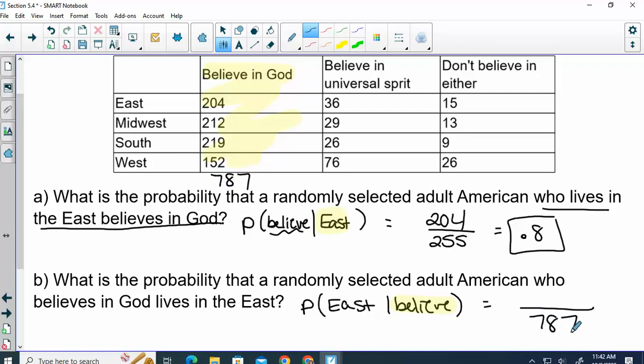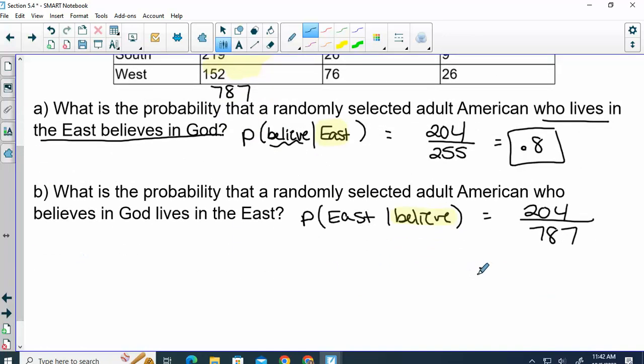And then from those, how many were from the east? And so we get 0.2592. Very different from the first one. First one was an 80%. This one was not quite 26%.